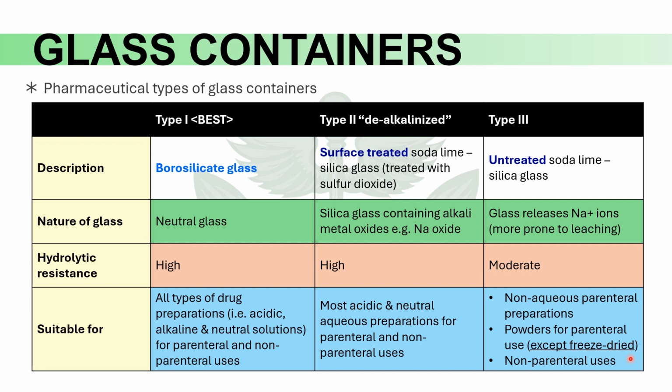First of all, glass containers are produced either from borosilicate glass, as with type 1, or soda-lime silica glass, as with types 2 and 3. Second, glass containers can either be treated, as with type 2, or untreated, as with types 1 and 3. Third, type 1 glass containers have a high hydrolytic resistance due to the chemical composition of the glass itself, type 2 because it is treated with sulfur dioxide, and type 3 has a moderate hydrolytic resistance as it is untreated. Lastly, all types of glass can be used either for parenterals or non-parenterals.